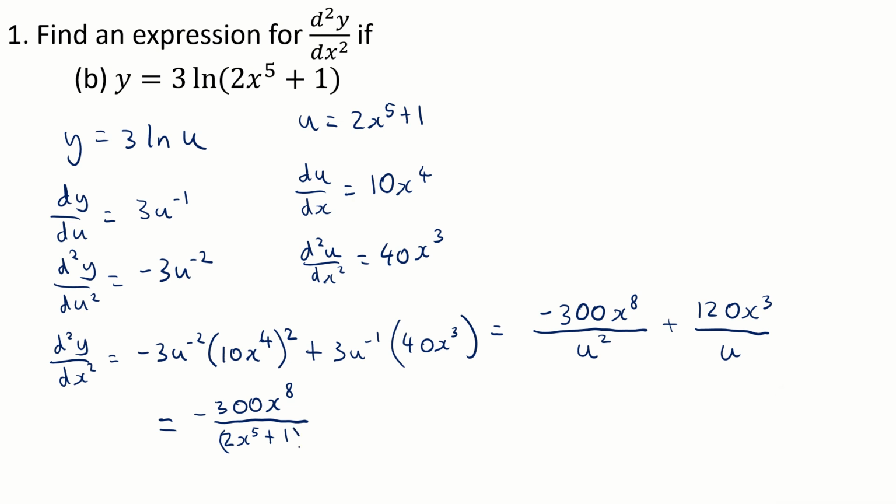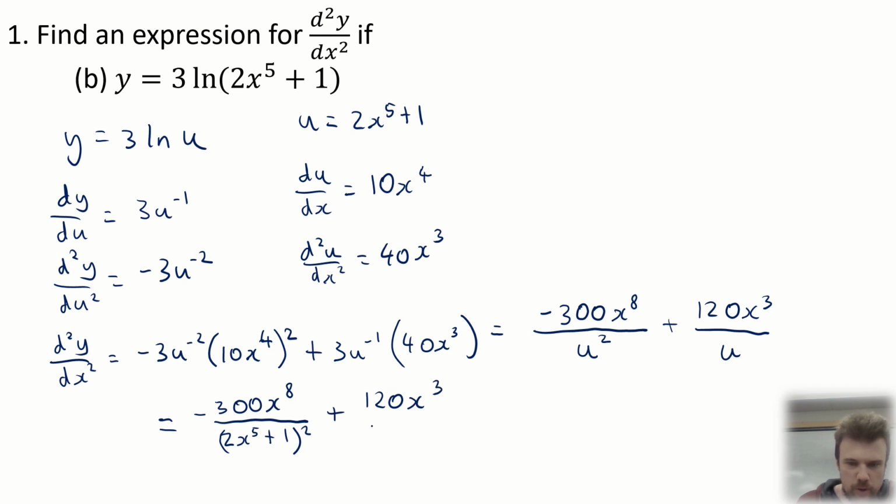So all squared like that. And then we're adding on 120x cubed all over just our u. So 2x to the power of 5 plus 1. And there you go. Again, you may choose to factorize bits out of it. This question didn't ask you to do that, so I'm not going to. Effort. So there you go. That will do. It's fully simplified as much as I need to for the purposes of what we're trying to do. Nice. Let's go on to question 2.